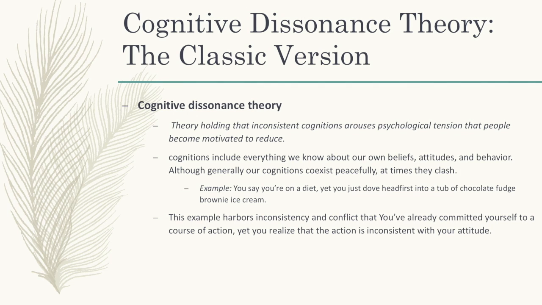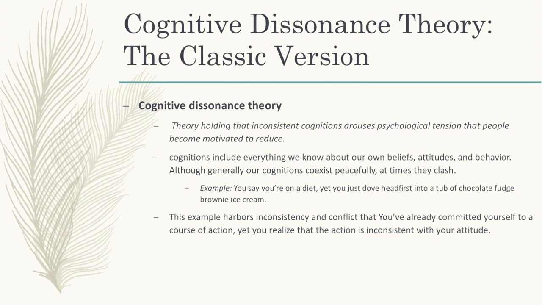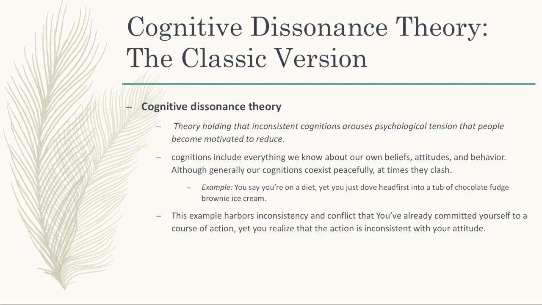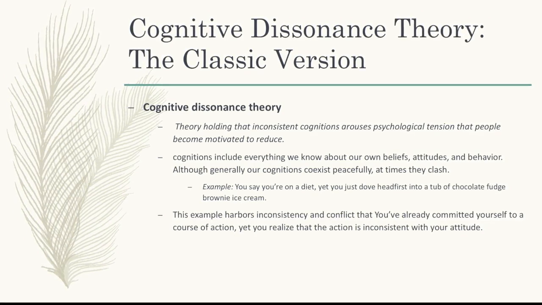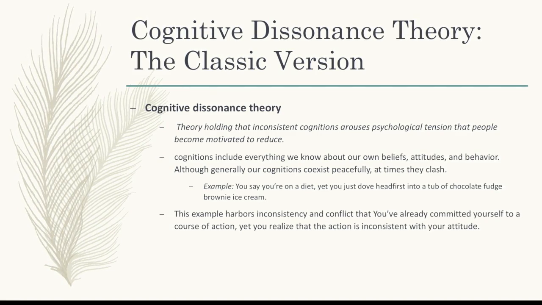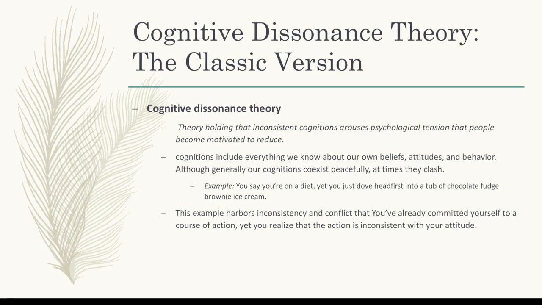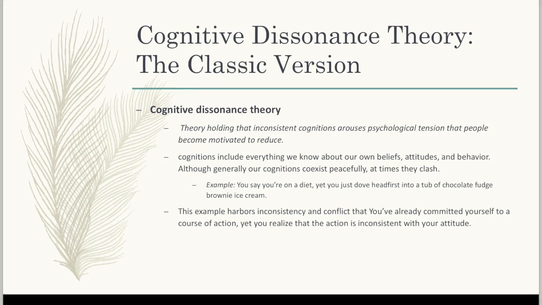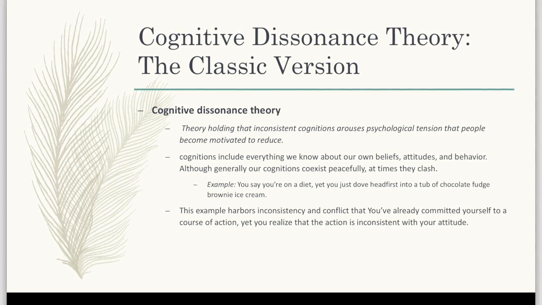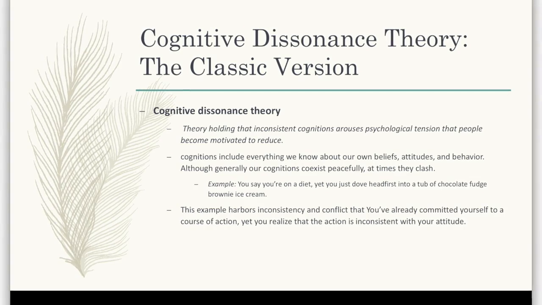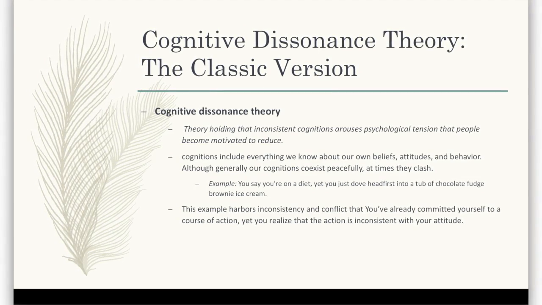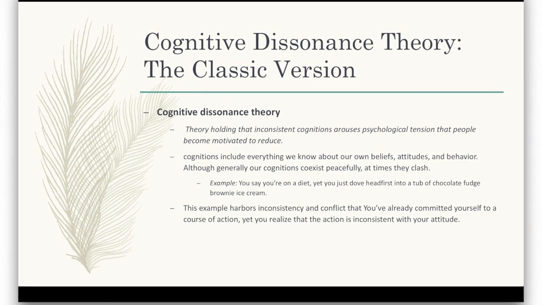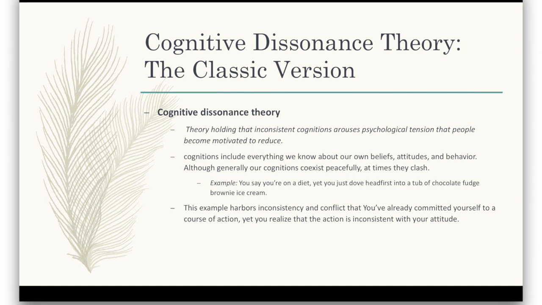Cognitive dissonance theory, the classic version, is considered the theory holding that inconsistent cognitions arouse psychological tension that people become motivated to reduce. An example of this is when you say that you are on a diet and you go full force on ice cream or pizza or anything that is not good for your diet. Now, this is an example of inconsistency in that you already committed yourself to a course of action, yet you realize that that action is inconsistent with your attitude.